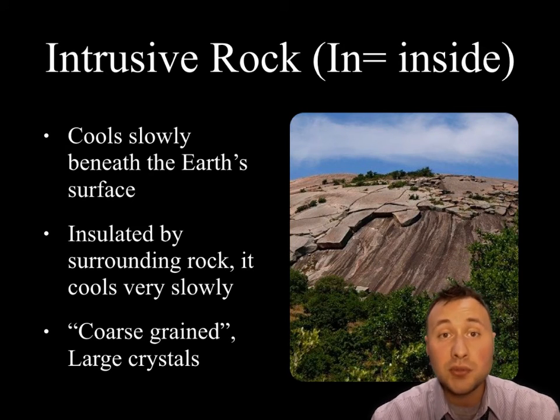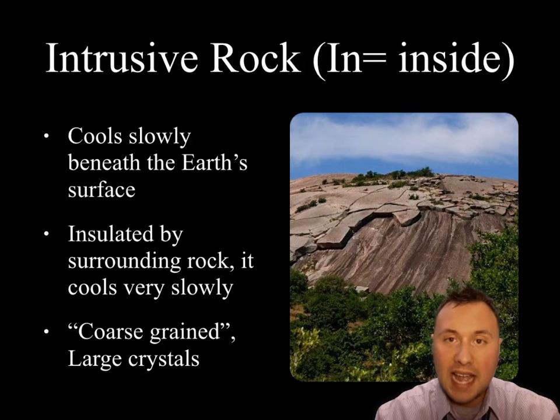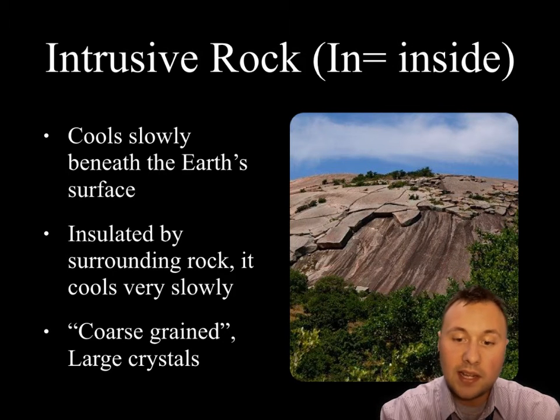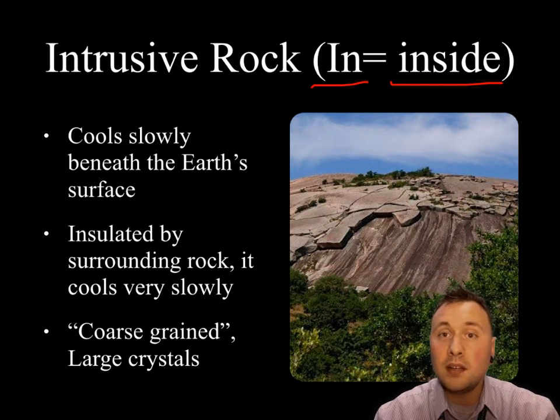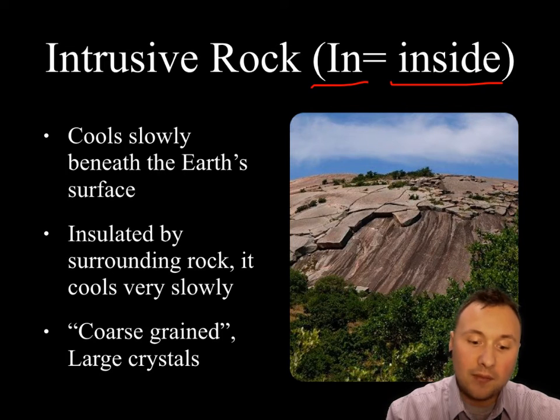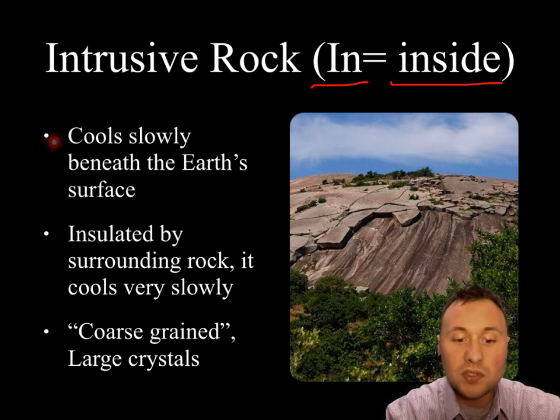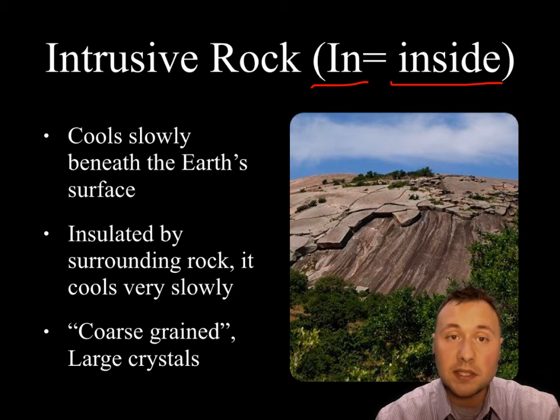First, we're going to start with intrusive rock. I want you to write this as I have it written. So you've got intrusive rock, and you have right here, in equals inside. This is important because that's something to remember, okay? Intrusive rock forms inside the Earth. So I have written right here, cools slowly beneath the Earth's surface.